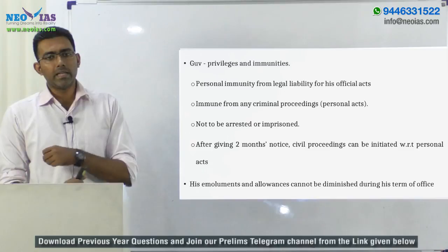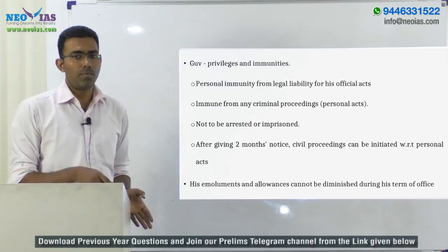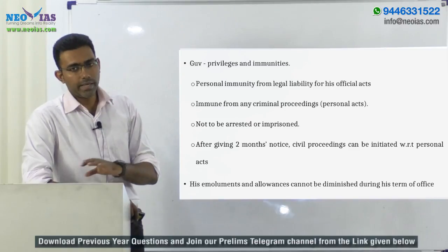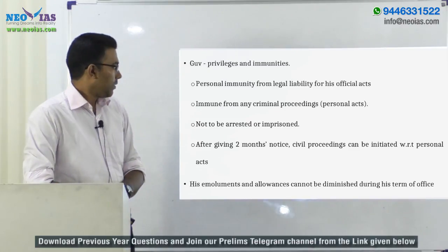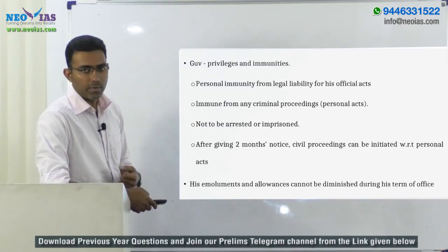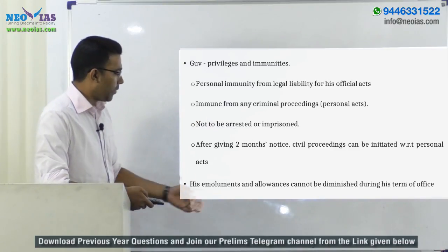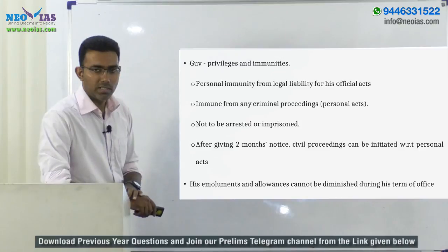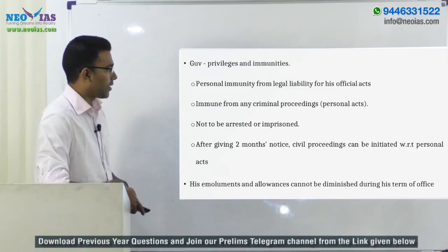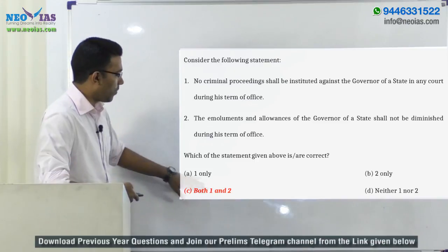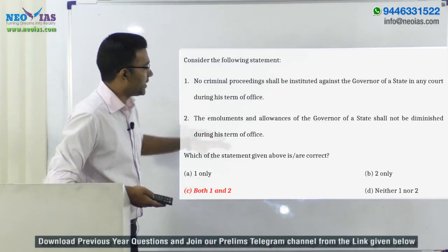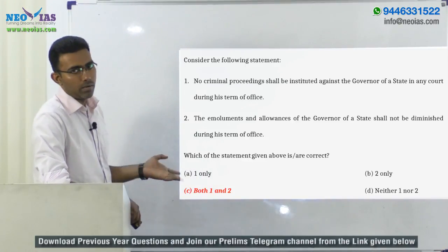So it is only against civil proceedings. If the question was about civil proceedings, the second statement would have been wrong. Since it is asking about criminal proceedings, the second statement is also correct. And again, his emoluments and allowances cannot be diminished during his tenure. That is a fact. So the answer has to be: both 1 and 2 are correct. That is, no criminal proceedings can be instituted, and the emoluments and allowances of the governor cannot be diminished.